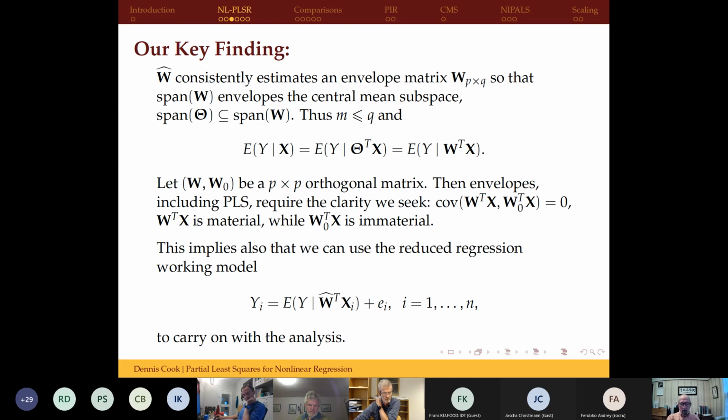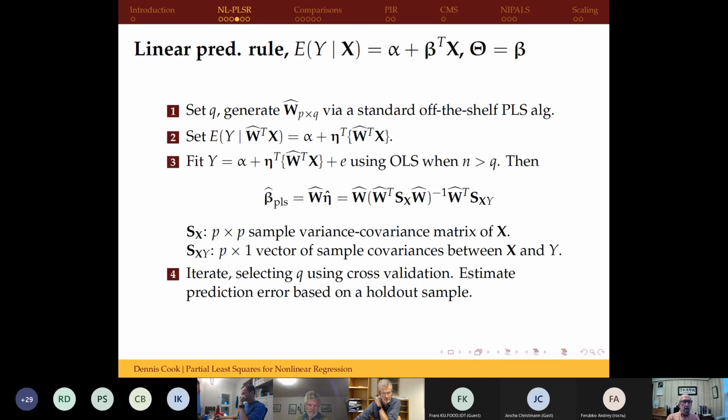Now, again, linear partial least squares works the same way, except we assume that the mean function is linear, or you say, I'm only going to entertain linear prediction rules. So points 1 through 4 on this slide are just a way of representing what happens inside partial least squares algorithms. So we select a number of components, use the algorithm to generate W hat, a standard off-the-shelf algorithm, NIPALS, SIMPLS, some of the variations.